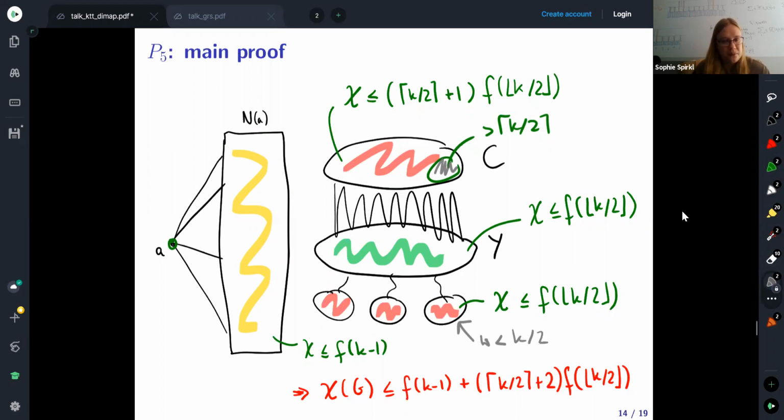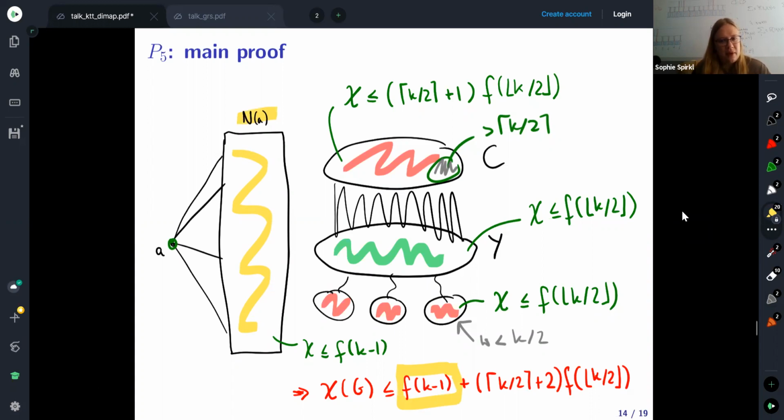And if you follow that and believe it, we get this bound on the chromatic number, f of k minus 1, for the neighbors of A, because they're complete to A, so the clique number went down by at least 1.